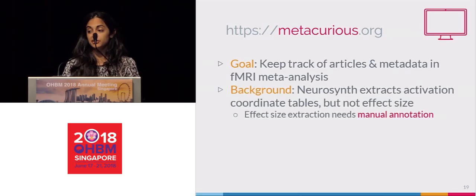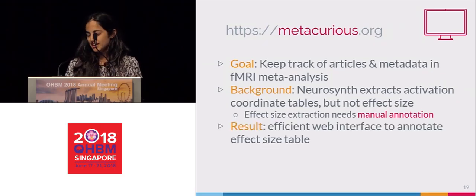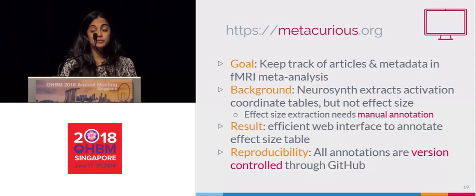As background, NeuroSynth is an application that extracts activation coordinate tables, but not effect size. And for some meta-analysis statistical methods, you want the effect size. But the problem is that different papers report effect size in different ways. So ideally, we need manual annotation. So what we thought was, let's build an efficient web interface to annotate the effect size table. And this would be reproducible because all annotations would be version controlled through GitHub.